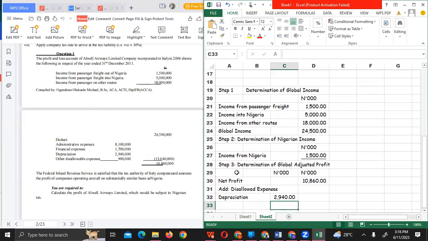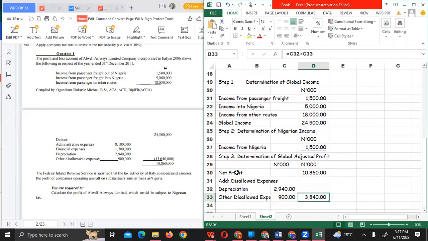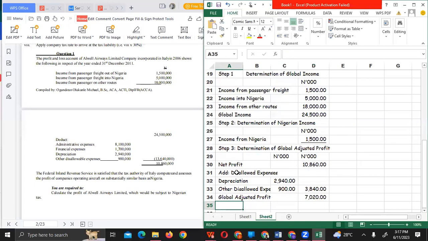Hello. We are with you, sir. All right. So the next thing we have after that is other disallowed expenses. So we have 900. So we have this plus this, right? So we have global adjusted profits. This is the calculation to determine global adjusted profit, right?